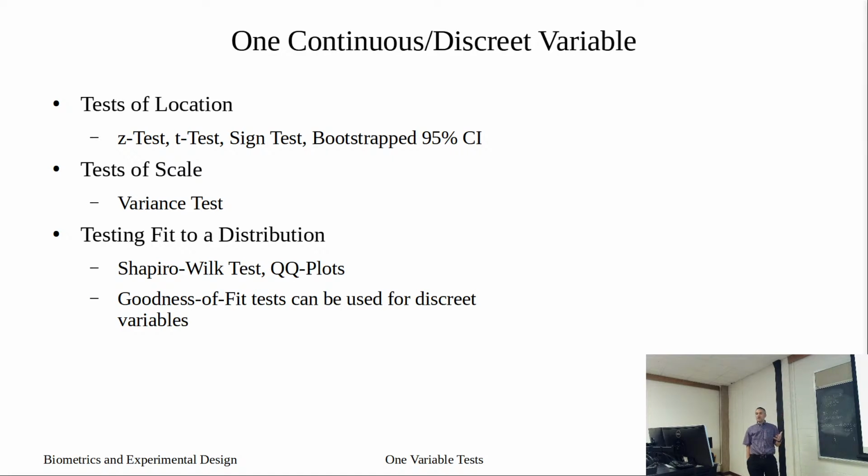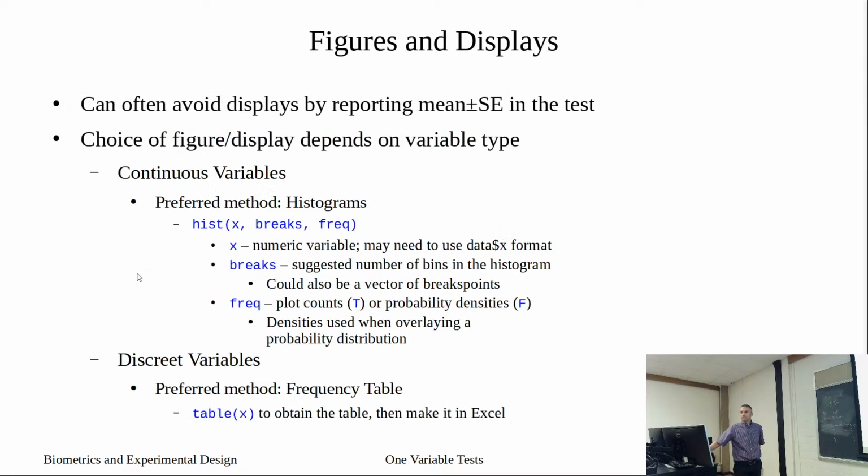All right, so in terms of what types of tests can we run, well, there is a Shapiro test that will test a distribution, but we're going to use QQ plots. They just tend to be a little bit easier, less susceptible to errors of sample size and so forth. We can also do goodness of fit tests. We're going to learn how to do those when we switch to categorical data, categorical variables. All right. So figures and displays.